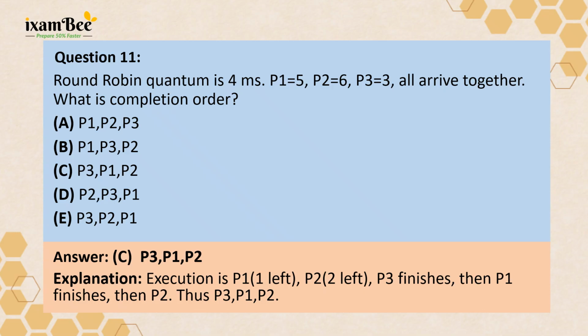In round 2, back to P1, which only had 1 millisecond left, so it runs that 1 millisecond and finishes. So P1 is done second. Then P2, which has 2 milliseconds left, runs that remaining 2 milliseconds and finishes, and that's why P2 is done last. So the completion order would be P3, then P1 and then P2, and hence the answer is option C.